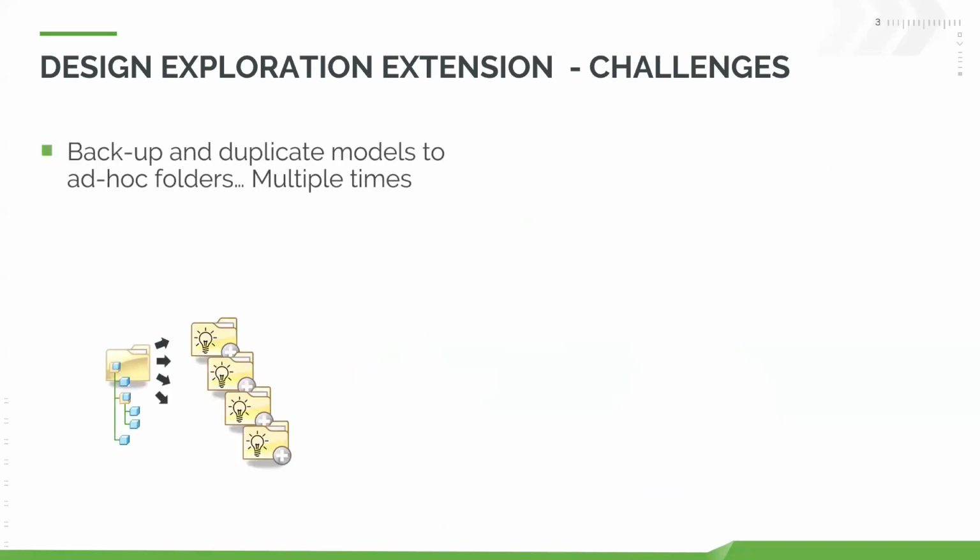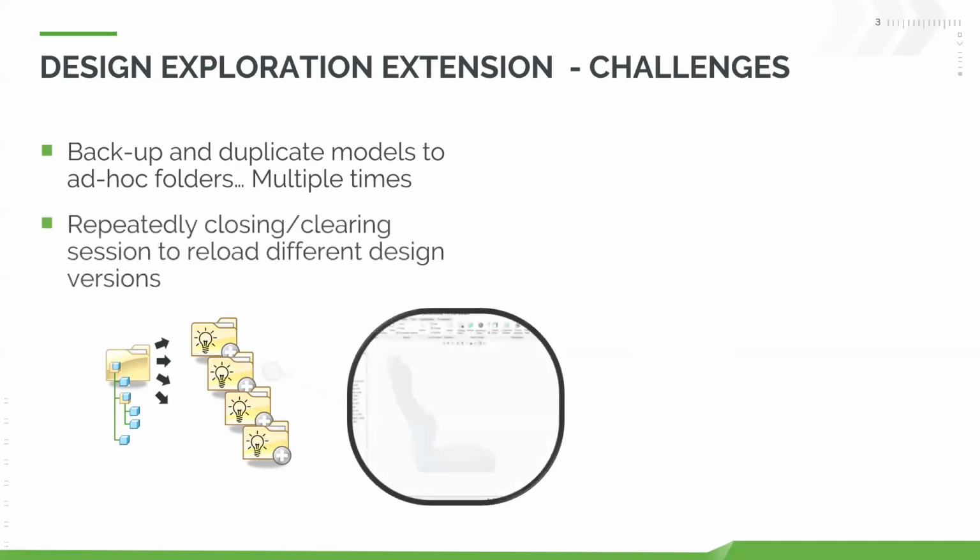It might start by making all different types of copies and backup files, each with different design changes. It really ends up being a mess. You have models all over the place. It leads users to opening, closing, reloading each time that you want to view different design paths. It becomes a nightmare just even trying to keep everything straight.